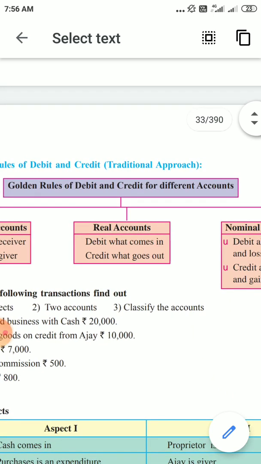Next is real account. Real account is related to the things or assets which are there in the business. It relates to things. So a lot of things come into the business and a lot of things go out of the business. So debit what comes in, credit what goes out.